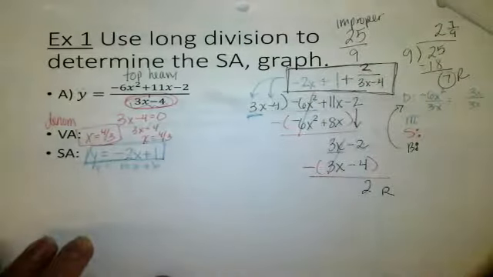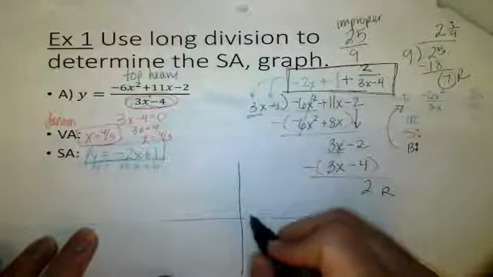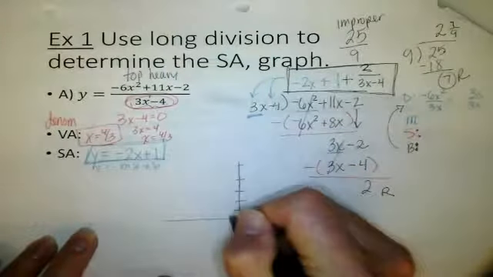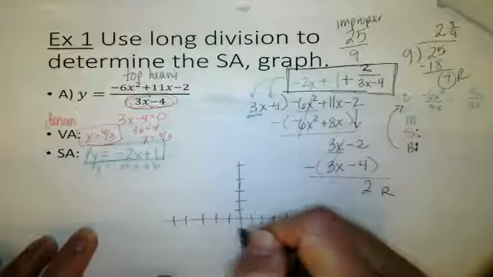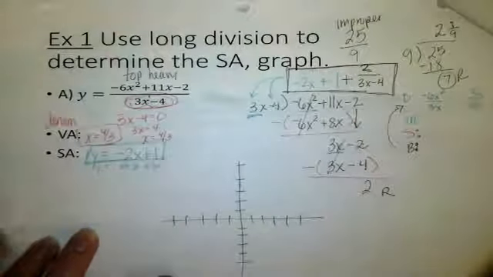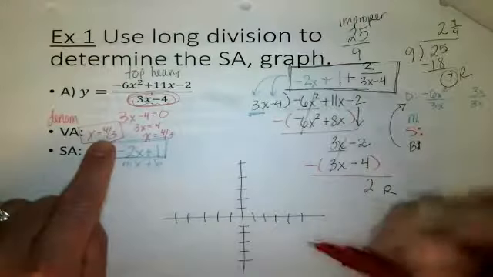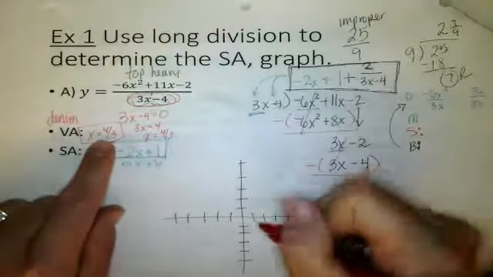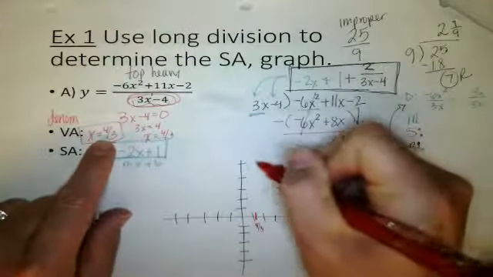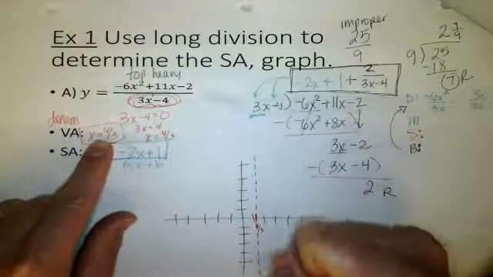So I'm going to make a little sketch here. 1, 2, 3, 4, 5. 1, 2, 3, 4, 5. And let's see, my vertical asymptote is at 4/3. That's a little bit more than 1. So right here is 4/3, 1 1/3, a little bit past 1. Vertical asymptote.